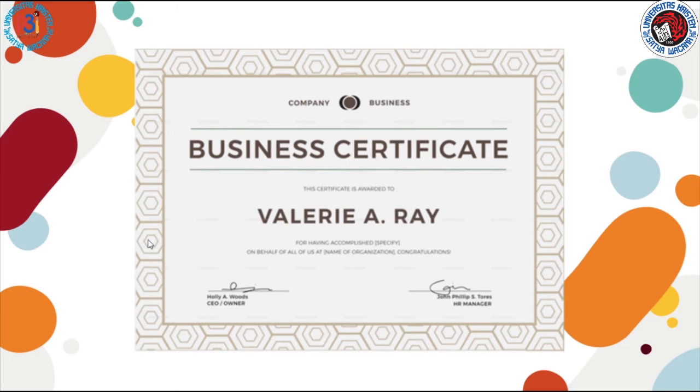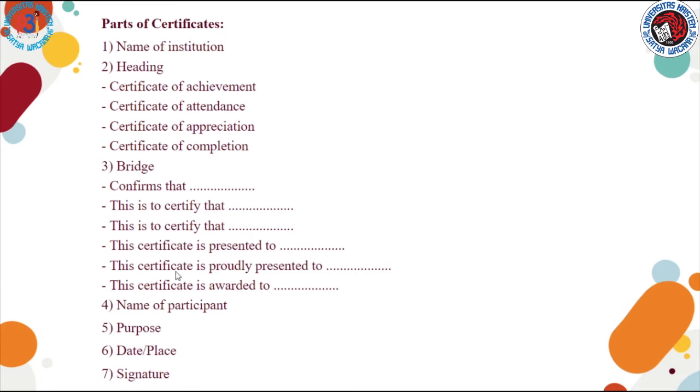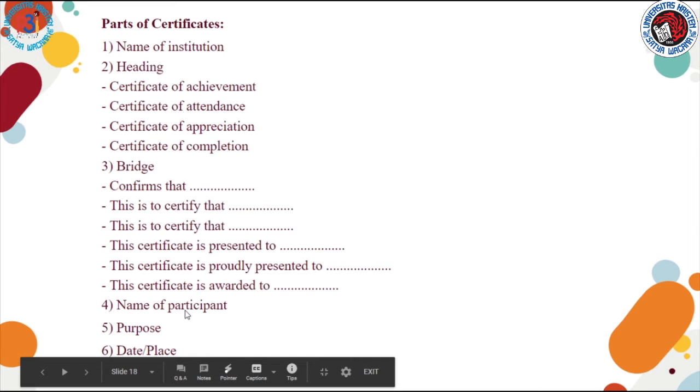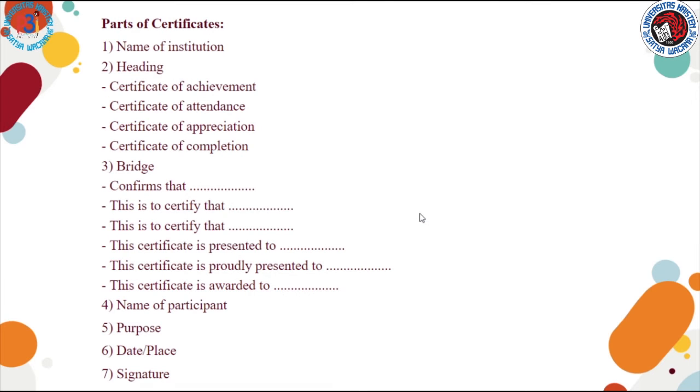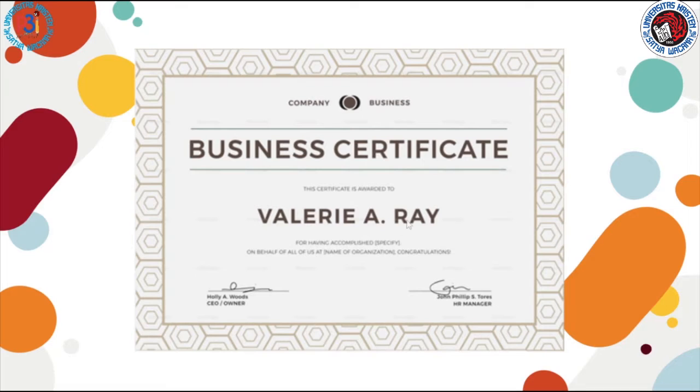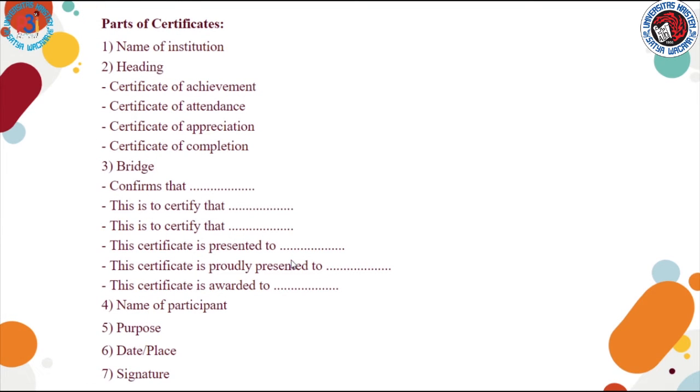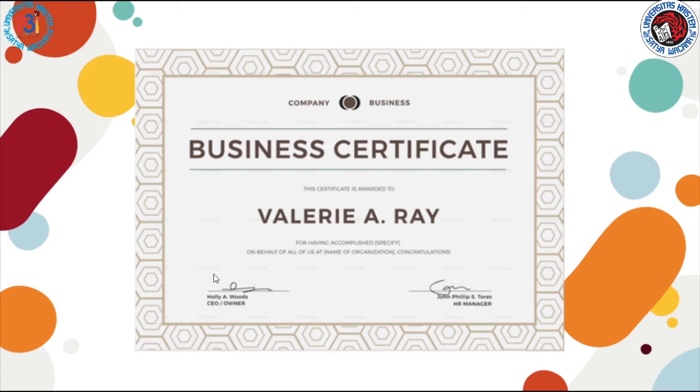Here the bridge is: The certificate is awarded to. And after the bridge, we have the name of the participant. Just input the name here. And what else? The purpose. For having accomplished, and you can specify something here. And the date and place, and also the signature.